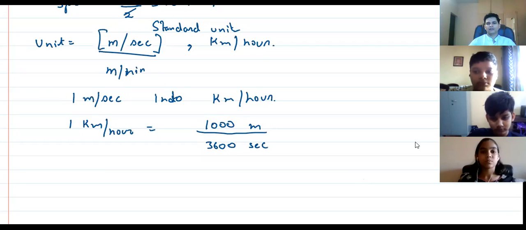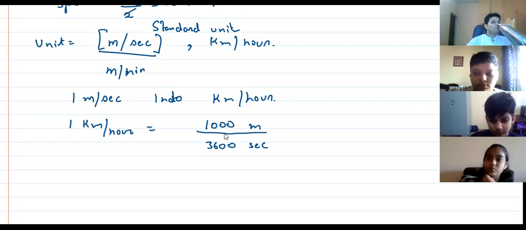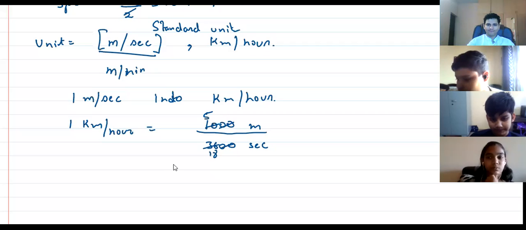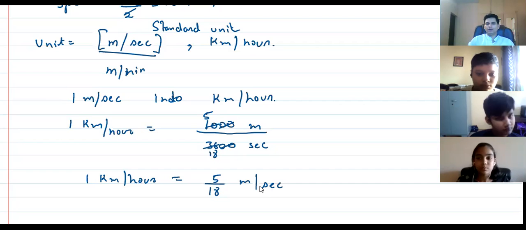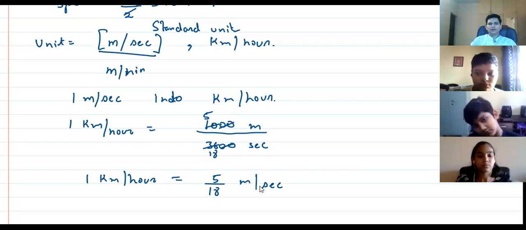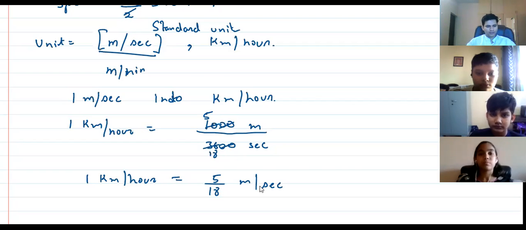Yes or no? So let's divide it. The zeros cancel, and we get 5 by 18. So 1 kilometer per hour is equal to 5 by 18 meter per second. Does anyone have any issue in this? How we got it? Brinda got it. Purvi, Esther, Arav, Niketan, very good. Everyone is getting this concept.